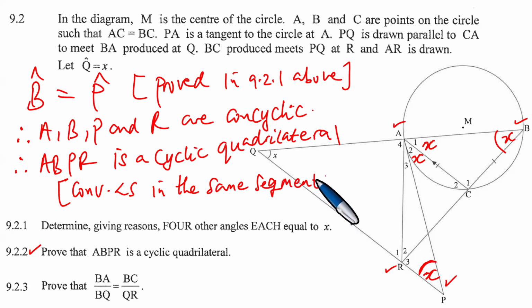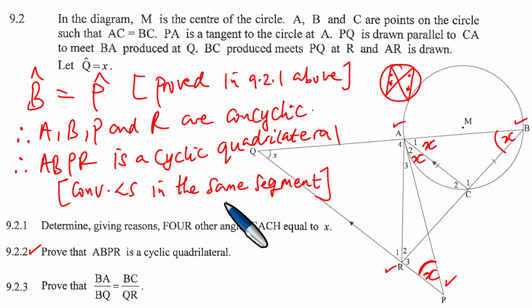The angles in the same segment result is a very important one, because we first need to have a circle and then the bow tie, where we have the angles in the same segment, and this equal to this. Obviously, this is true if you have a circle and 4 points that are concyclic, meaning they lie on the circumference of a circle. So therefore, ABPR is a cyclic quadrilateral.